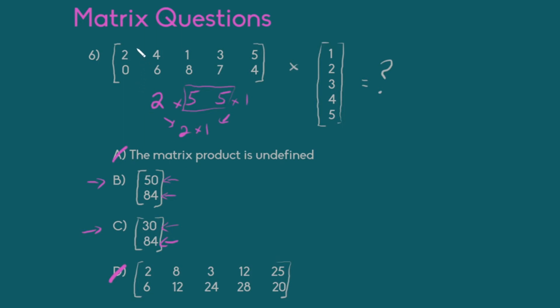So let's do that top row. What we want to think about is we need to put a ring around that first row in the first matrix, 2, 4, 1, 3, 5. And then obviously put a ring around this column in the second matrix, the 1, 2, 3, 4, 5. And we're going to multiply those numbers together as we go along and down. So 2 times 1 is 2, 4 times 2 is 8, 1 times 3 is 3, 3 times 4 is 12, 5 times 5 is 25. Once we add all of those together, we would get 50. So 50 is the number we need at the top of our matrix, and therefore answer B has to be the right answer.